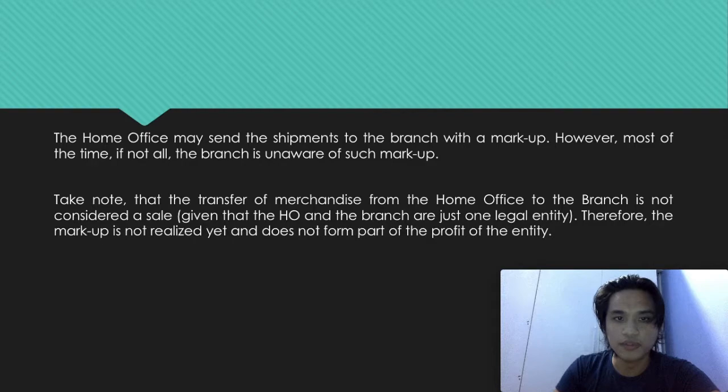So the home office may send the shipments to the branch with a markup. Meaning, for example, you have the home office inventory costing 100 pesos per unit. When they ship it out to the branch, they will add a markup of, let's say, 50 pesos. So the branch will receive it at 150, and so the branch will take it up in its inventory at 150.